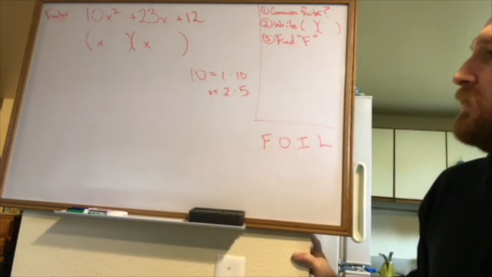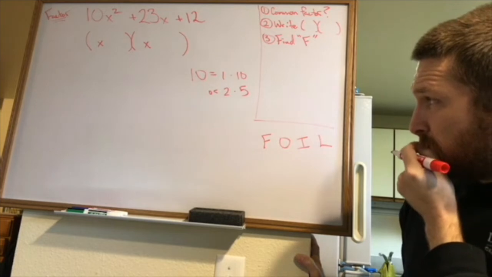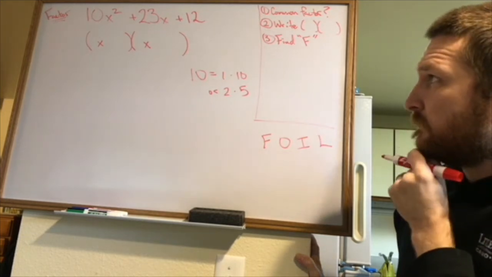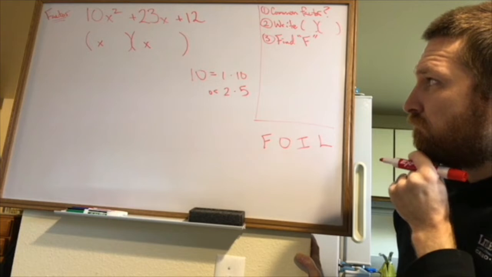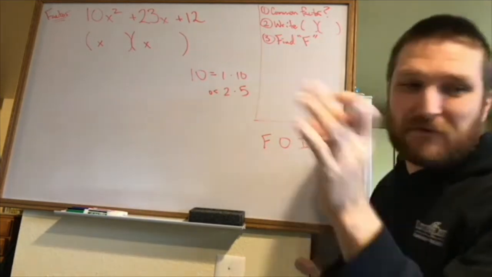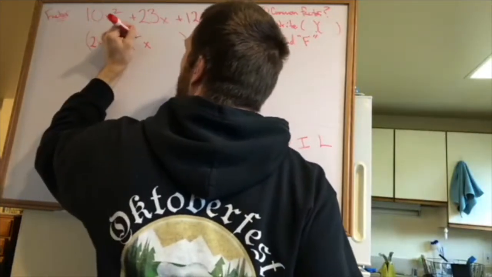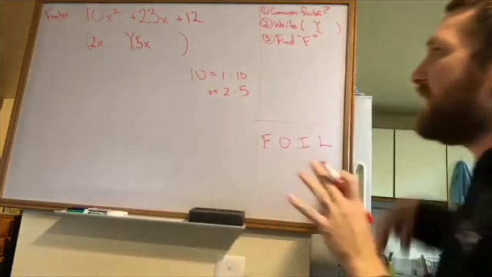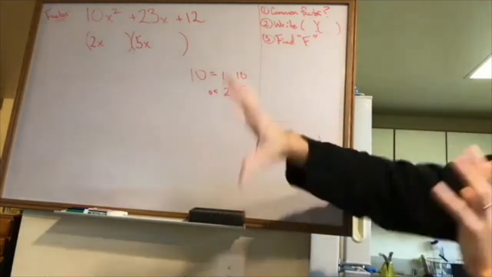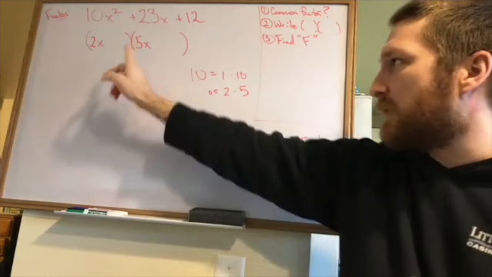So which one do you want to try first? No wrong answer. 2 times 5? 2 and 5. I like that one. That's what I'm going to do. So I'm going to go ahead and write it down. And everything we're doing right now is involved in step 3. We're trying to find F, and we're doing the different possibilities. We know that there's 2 possibilities for what this could be.